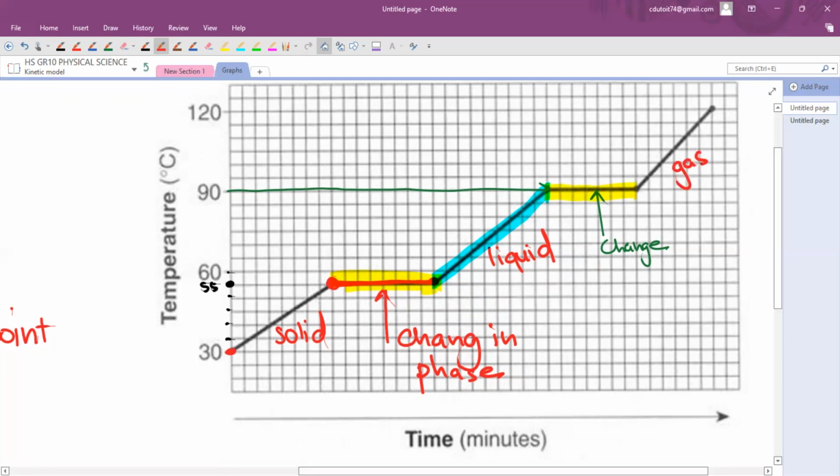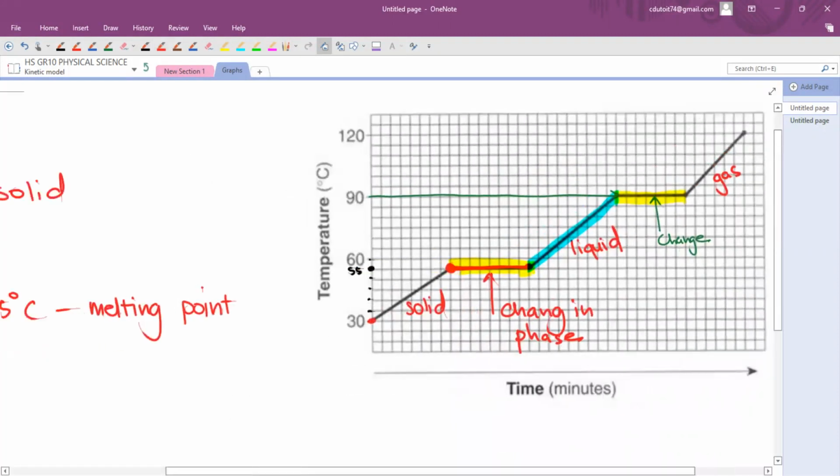So after 90 degrees Celsius, at 90 degrees, the phase changes from a liquid to a gas. This is really easy, isn't it? All you need to know or understand is that kinetic model. Otherwise, you'll struggle to explain what happened. You'll know when it's a solid, liquid, gas, but you won't be able to explain this for marks.